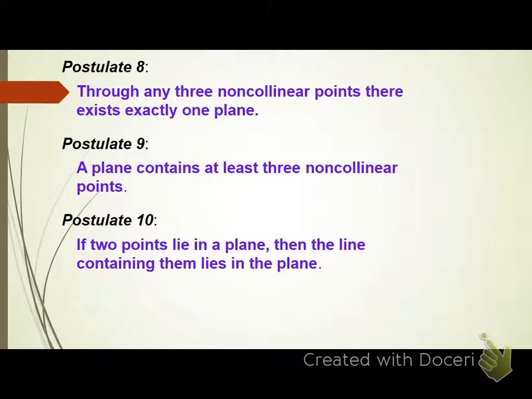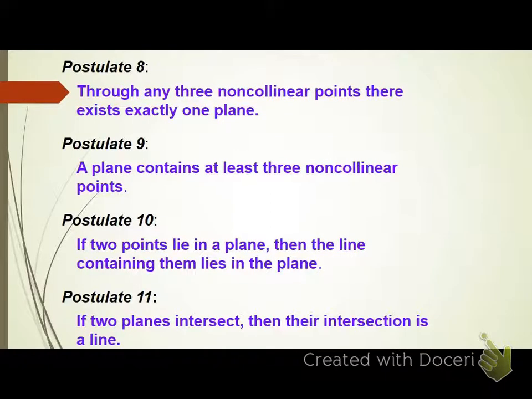Okay? The next postulate says that if 2 points lie in a plane, then the line containing them lies in the plane. And that sounds pretty obvious, right? But basically it says, if we've got 2 points in a plane, then we know that there's a line that will be in that plane as well. It contains those 2 points. Okay?